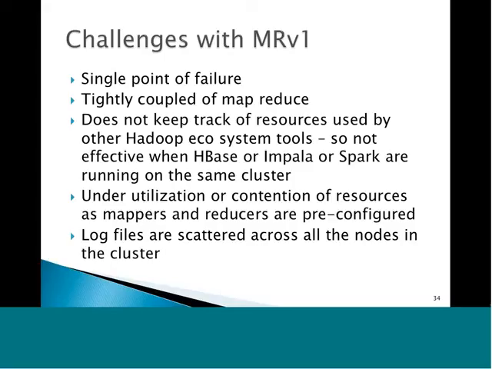MRV1 classic is a single point of failure. So if job tracker goes down, then you cannot submit jobs in the cluster. You can load the data into Hadoop using hadoop fs -put commands and all those things, but you cannot run any MapReduce jobs if job tracker goes down in MRV1 classic. Okay, and it is tightly coupled with MapReduce. So it only works with MapReduce. If you want to run any non-MapReduce tools in the cluster, you cannot use MRV1 classic for that.